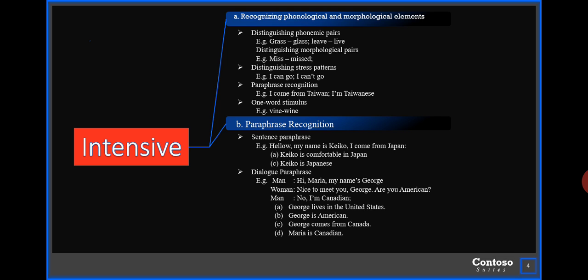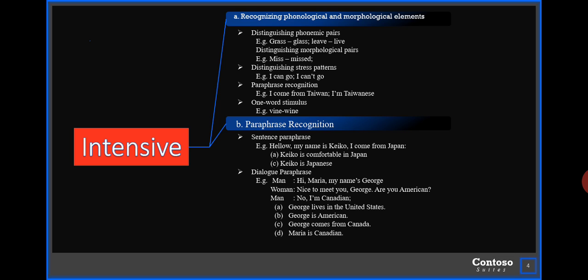The first is sentence paraphrase. For example, hello, my name is Keiko. I come from Japan. The first option is Keiko is comfortable in Japan. The second is Keiko is Japanese. So we have to look for the paraphrase sentence of that. Keiko is Japanese.